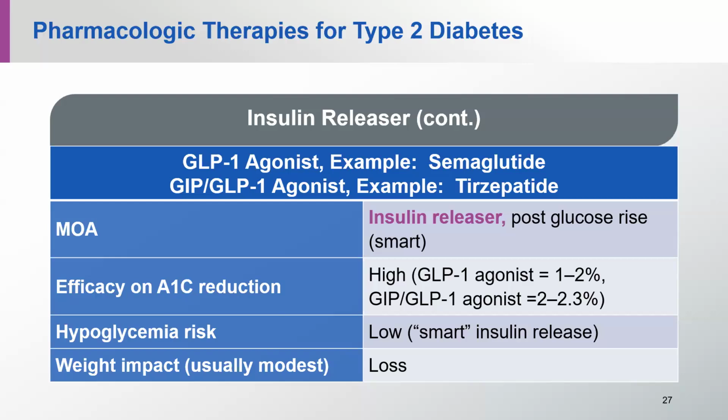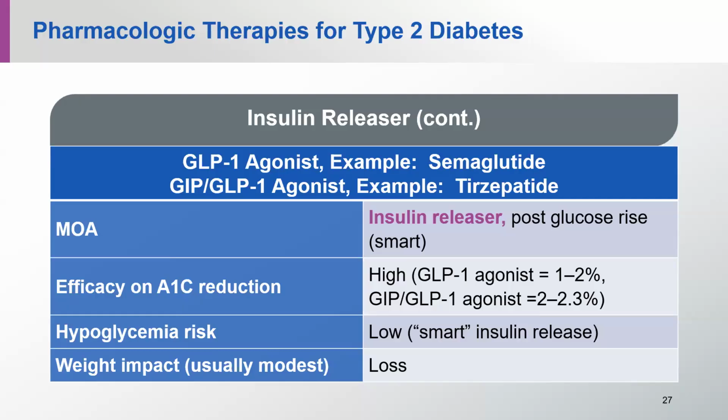So mechanism of action, insulin releaser, but only post-glucose rise, so smart insulin release. High amount of A1C reduction. These two are simply the strongest at reducing A1C. The only drug class that's stronger than this is insulin.